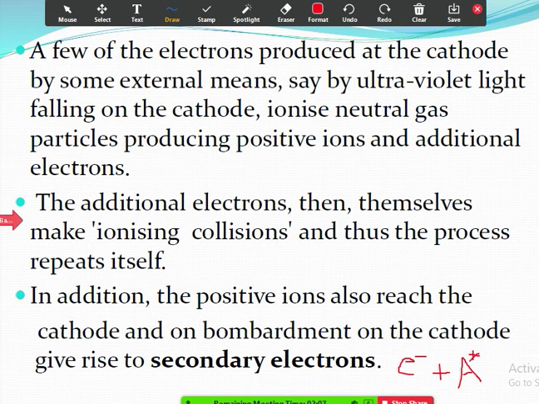Okay. So these ions will move to the cathode. This positive ion is positively charged, right? This ion will move to the cathode and it will get bombarded. It will collide with the cathode.